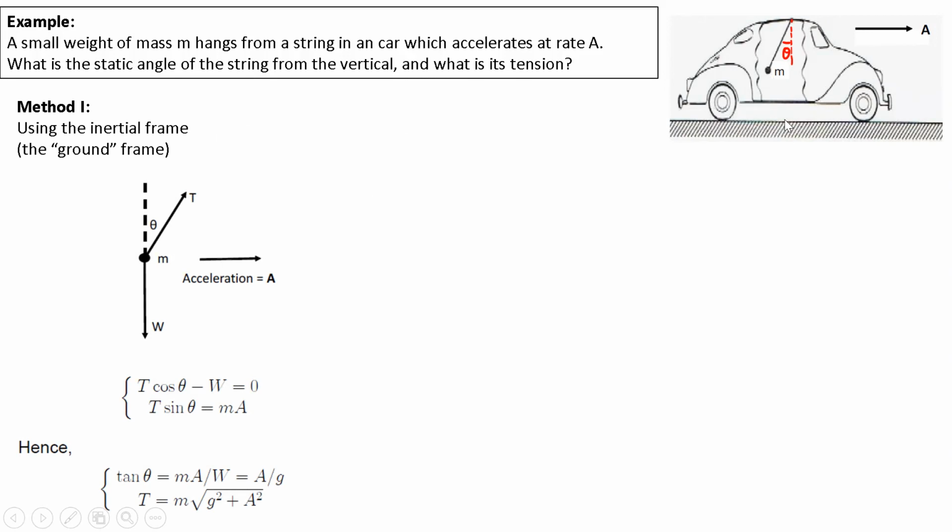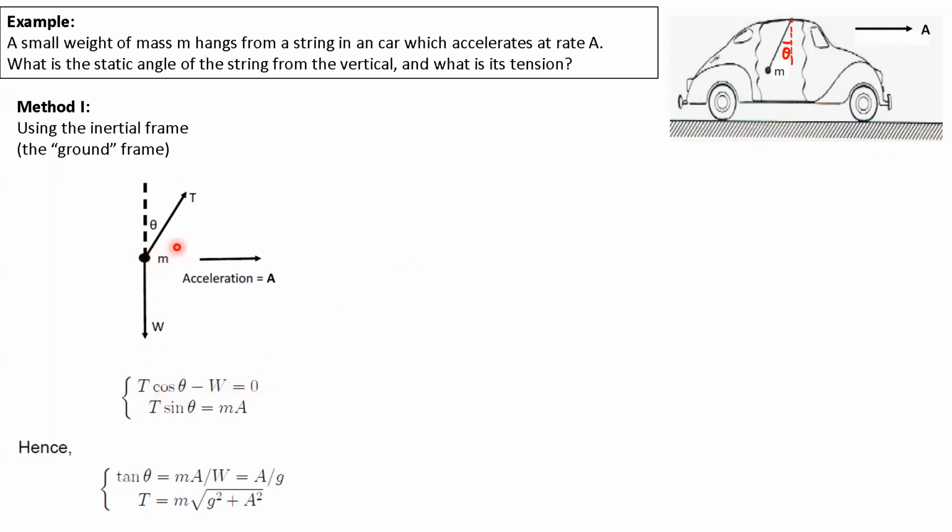Now if you draw the force diagram, it looks something like this. The mass has its own weight W, and this string is making this angle theta, so the tension is to this side. Now if you resolve the components in the horizontal and the vertical direction, that's what you get. First of all, in the vertical direction, T cosine theta has to balance the weight W. That's how I get the first equation here.